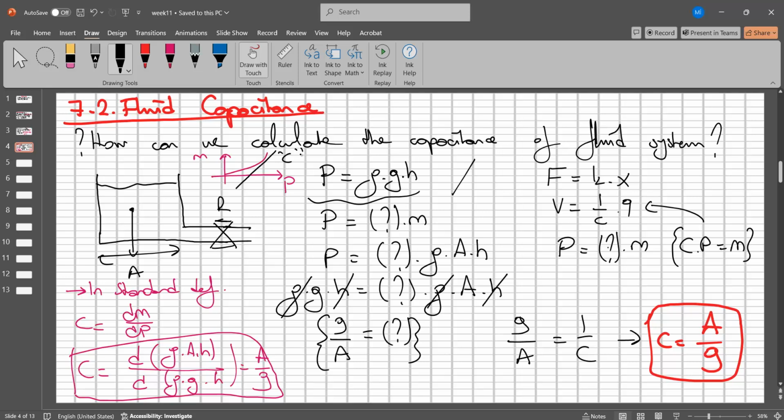Do you understand right now? Do you get it? This is the geometrical depiction. This is the standard formulation, but this is the derivation.